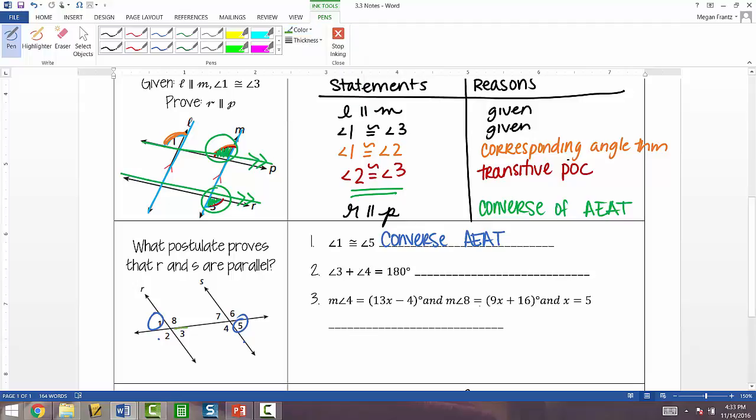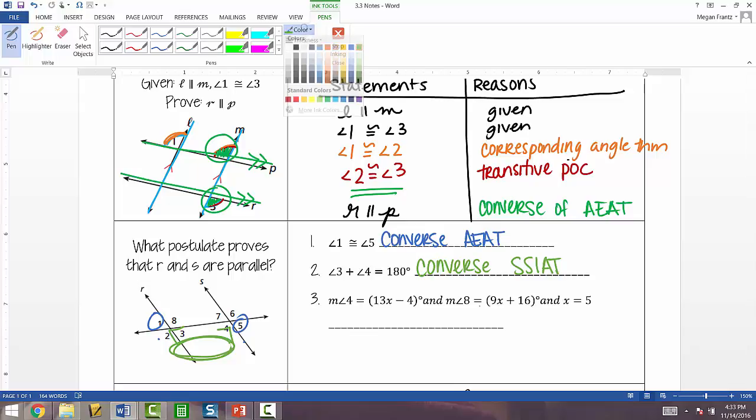What if I tell you 3 and 4 add up to 180? Well, if we look at these, they are on the same side of this transversal. So by the converse of the same side interior angle theorem, we know that those two lines have to be parallel.